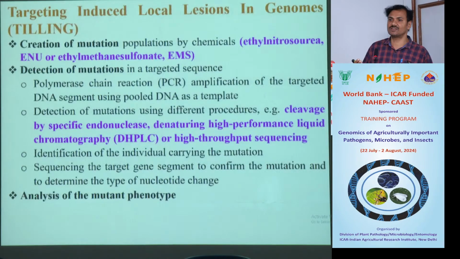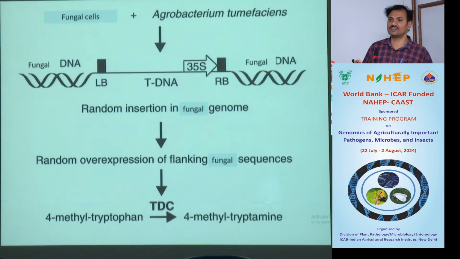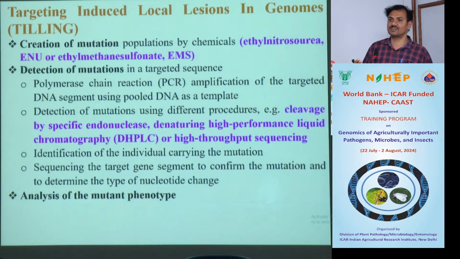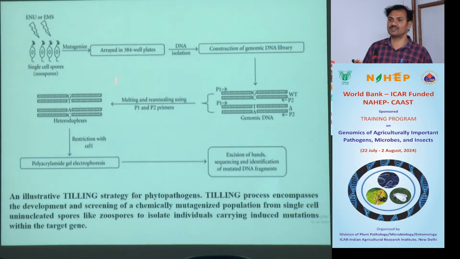Then the other method. This is the one picture which I have shown, fungal cells with Agrobacterium tumefaciens, with the T-DNA randomly integrating. Then TILLING. TILLING is nothing but developing a population by using a mutagenic agent. In the mutated population, you then have to see where the mutation happened by various techniques. One very common method is cleavage by restriction endonuclease, DHPLC, denaturing HPLC, and high throughput sequencing. And then you can characterize the mutant. The only thing is, after developing the population, you have to pool all the DNA.